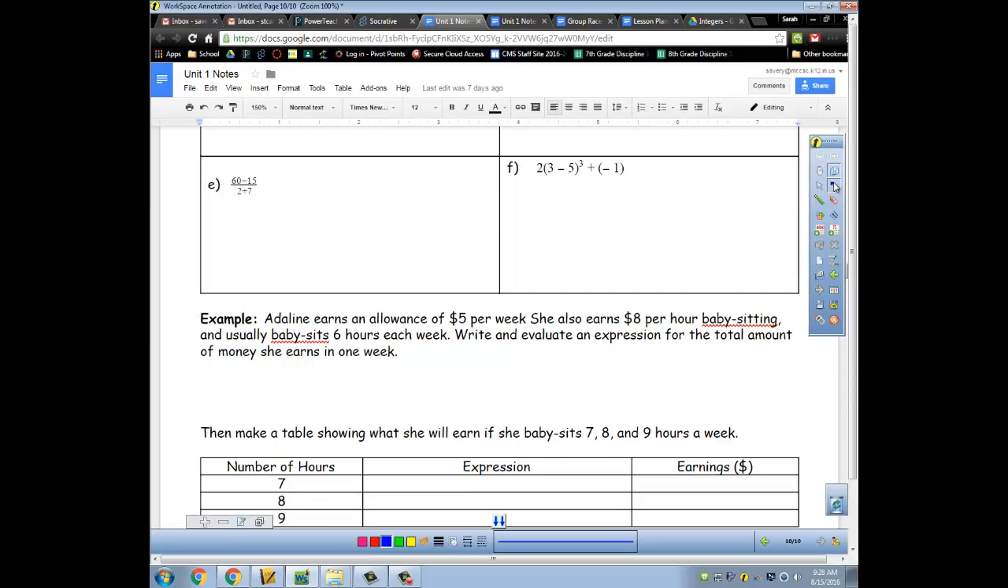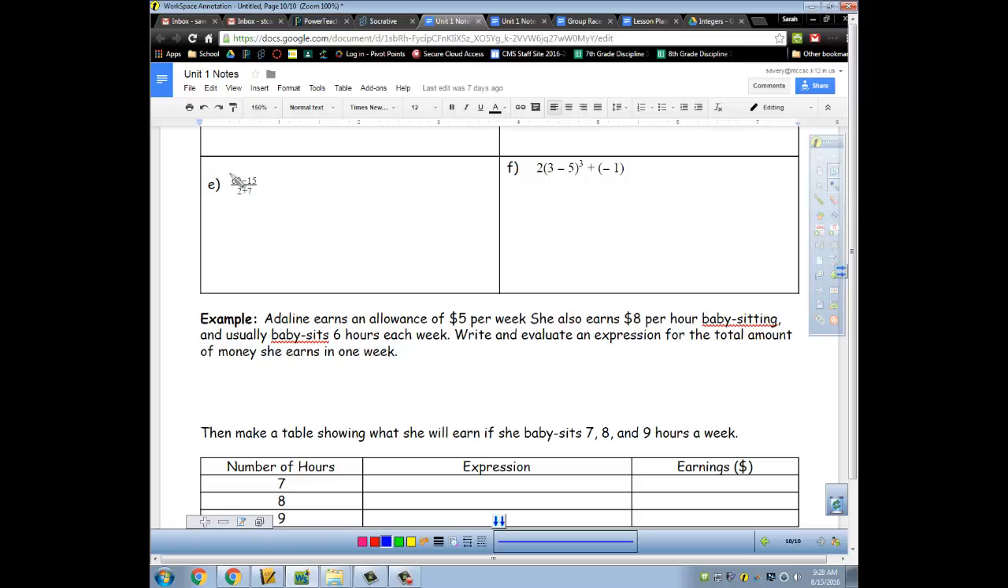Okay, part E. Now this one's kind of weird. Normally we would look at it and say, okay, no parentheses, no exponents, but that line means division. So some people might think we do 60 divided by 2 and then 15 divided by 7, but that's actually not the case. Another way to think of parentheses as being your first step is also think of things that are grouped together being your first step.